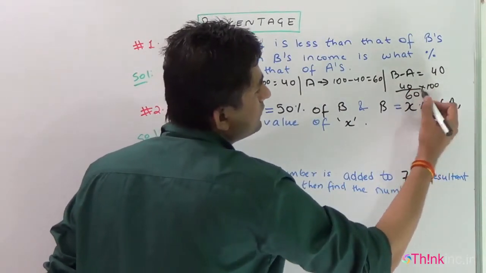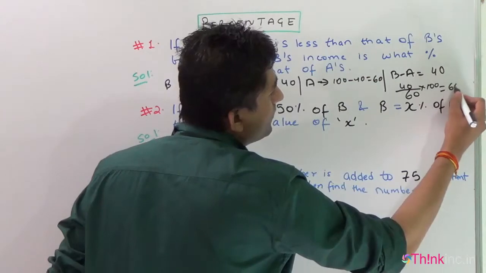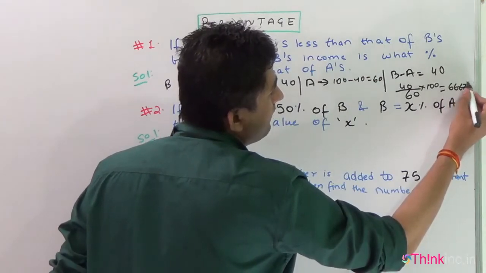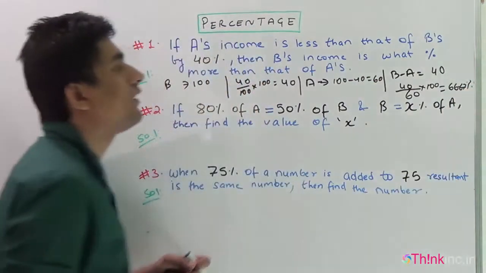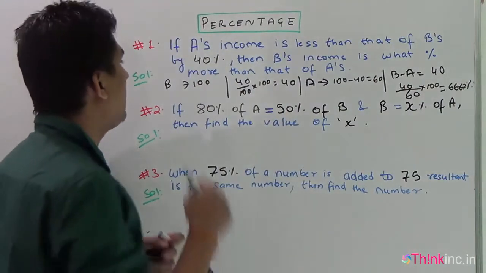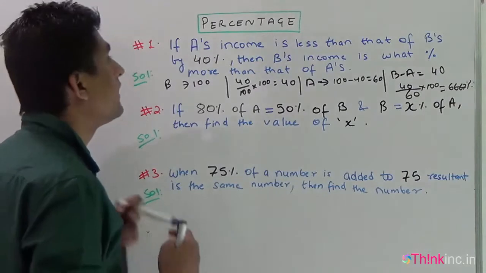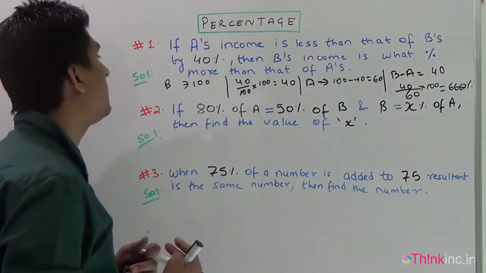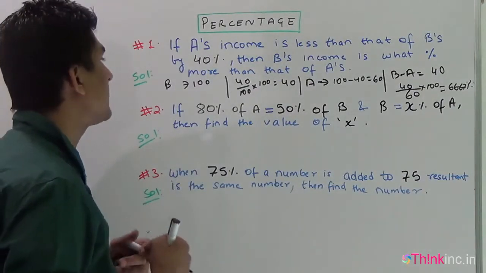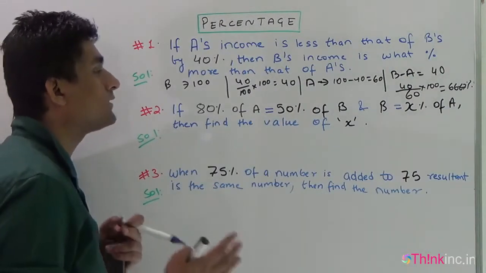If you solve this entirely, it will come out to be 66.67 percent. Hence the answer of this question is 66.67 percent. Therefore, I can say B's income is 66.67% more than that of A's income.